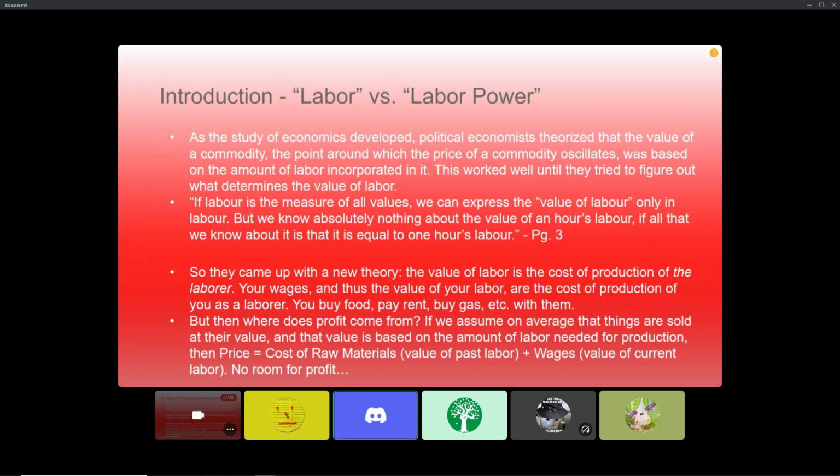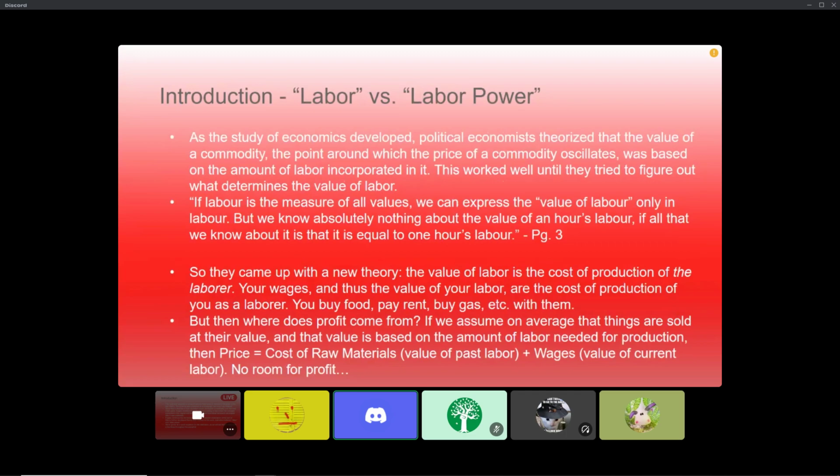But Smith, Ricardo, and a number of other economists worked on this theory and they were like, okay, so the value of a commodity, just anything you buy, whether that be your eggs, your laptop, your car, your house, is based on the amount of labor incorporated in it. That was their first theory back in the late 1700s, early 1800s. And this worked really well until they were like, well, what determines the value of labor?